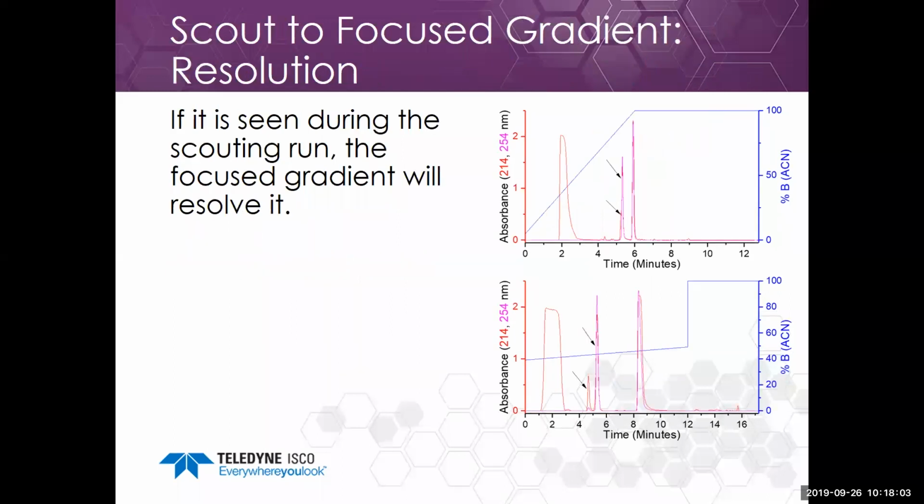The other thing to note is if you can see a peak during the scouting run, we will resolve it during the prep run over here. In this case, there's a little peak that's showing up as a small shoulder over here. And when we calculate the focus gradient, we have it baseline resolved.